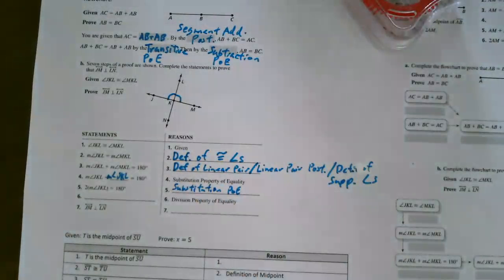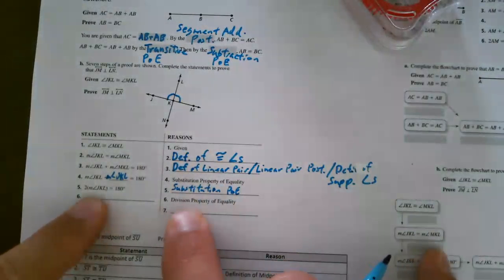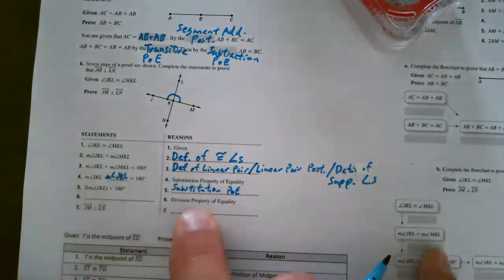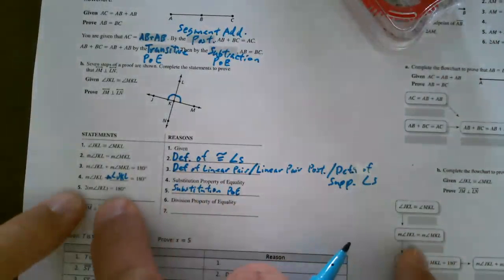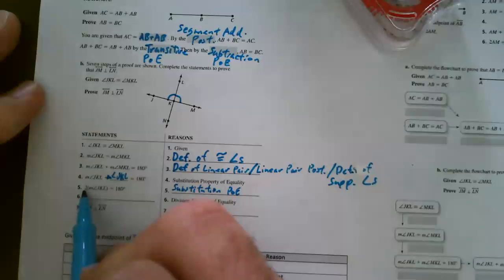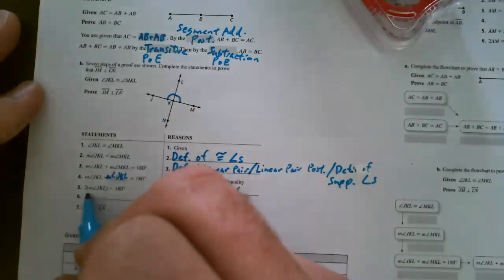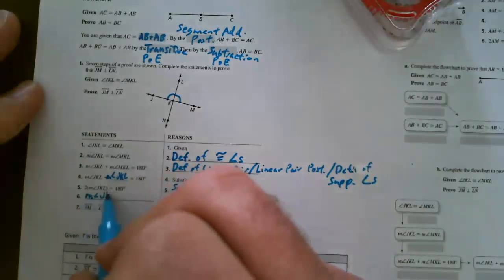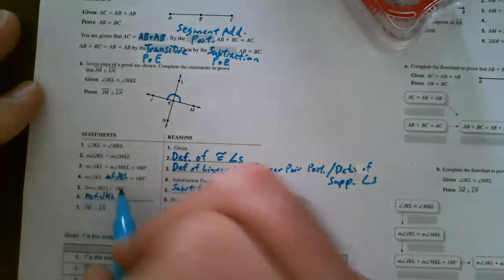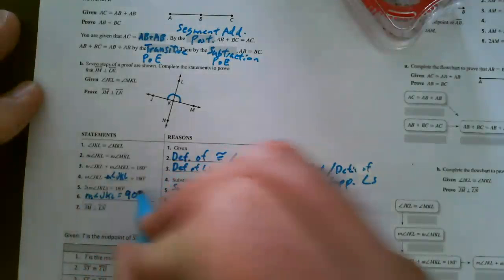Now, the next one. All right. How do we go from here? It says we're using division property of equality. What are we dividing? What's the only thing we could have divided on this line? Got the 2 out there in front, so we could divide the 180 by 2. That'd be our division property of equality. So measure of angle JKL. What is 180 divided by 2? 90.